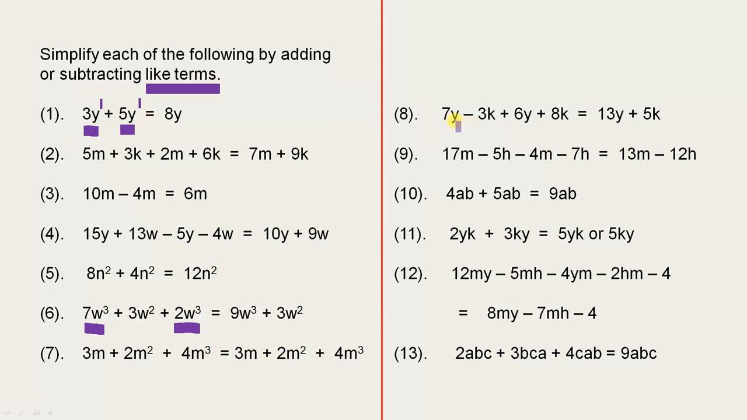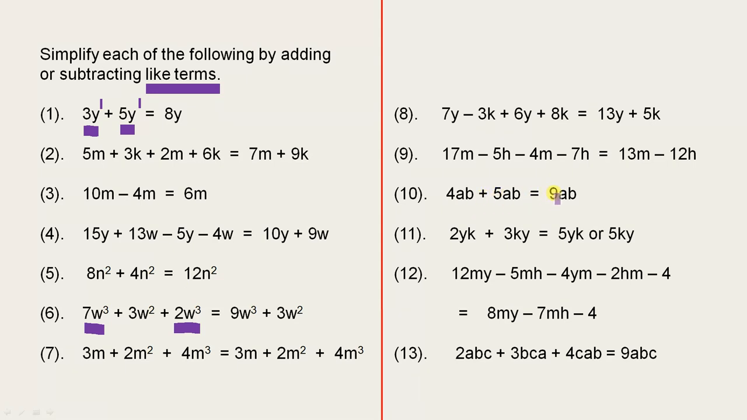Over here, 7y plus 6y, so you take the sign directly in front of the like term, so 7y plus 6y is 13y, minus 3k plus 8k is plus 5k. Number 9, 17m take away 4m is 13m, minus 5h minus 7h is minus 12h.